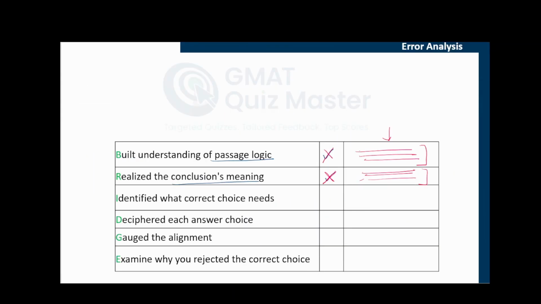Now, with this, let's update our bridge table. If your understanding of what the correct answer choice needs to convey was correct, you can mark a tick here. However, if you missed this step or your understanding was not correct, you can mark a cross here and write down the exact reason here. With this, let's proceed to choice A.